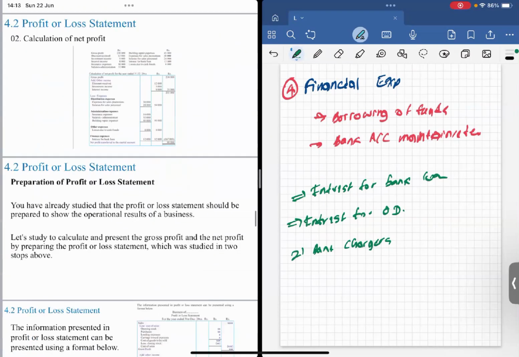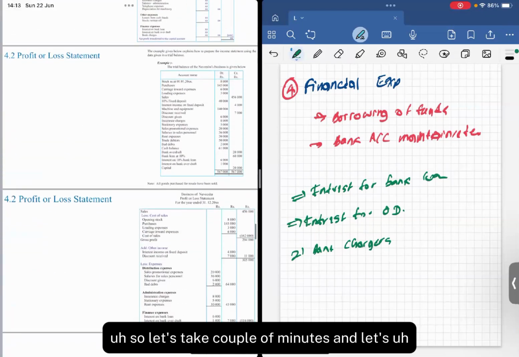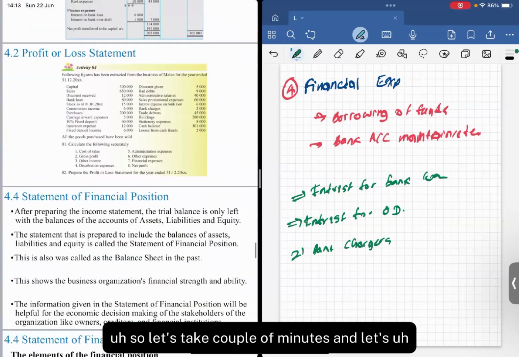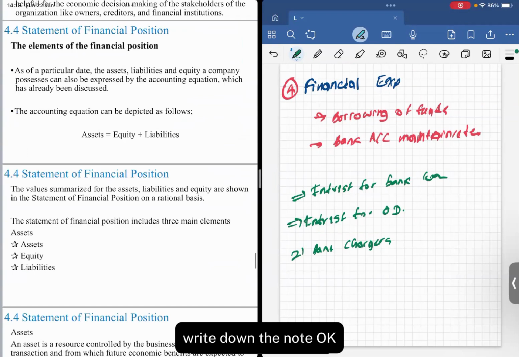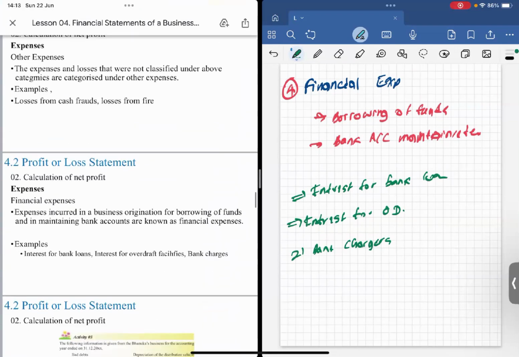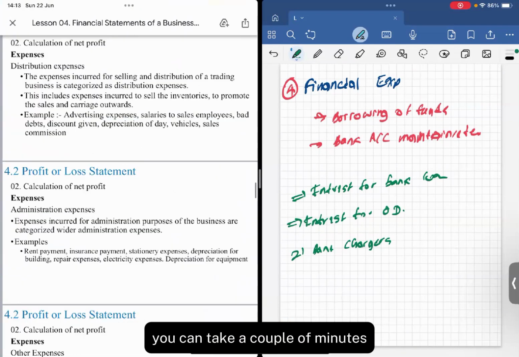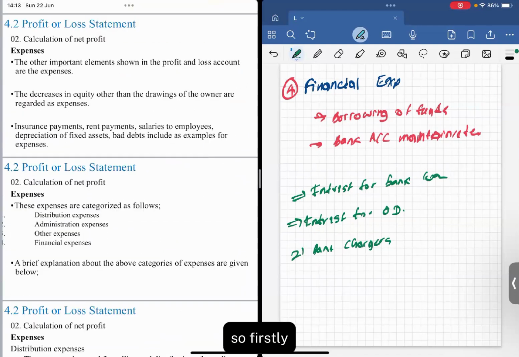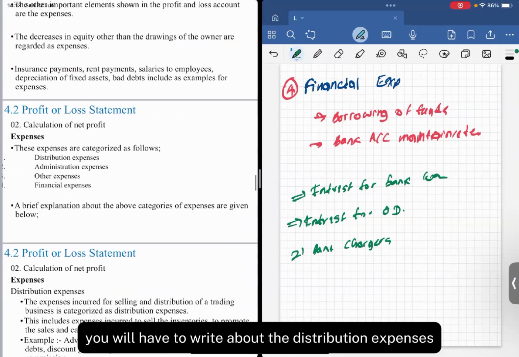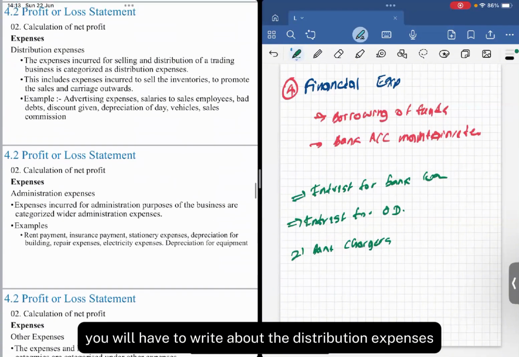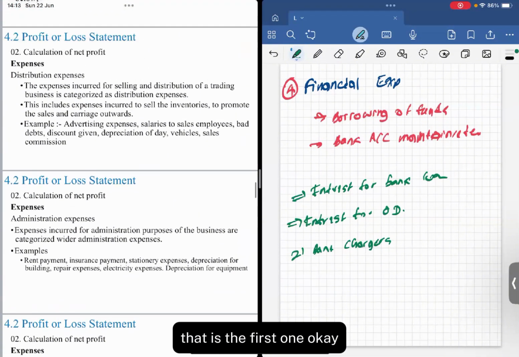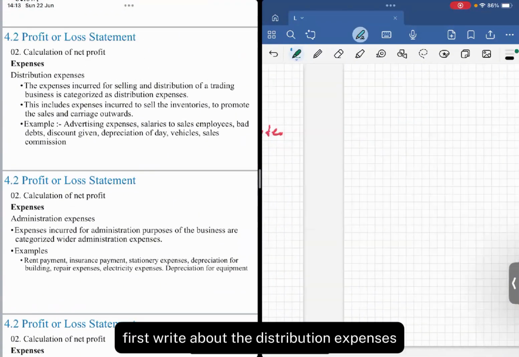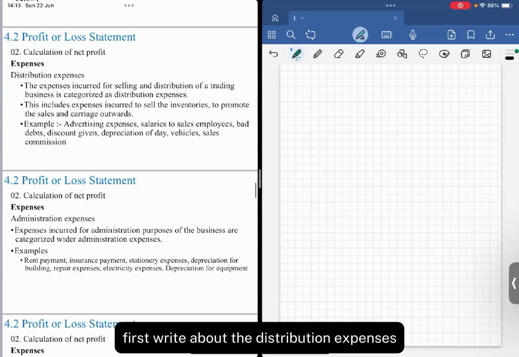So let's take a couple of minutes and write down the note. You can take a couple of minutes and start writing the note. Firstly, you will have to write about the distribution expenses. That is the first one. Okay, first write about the distribution expenses.